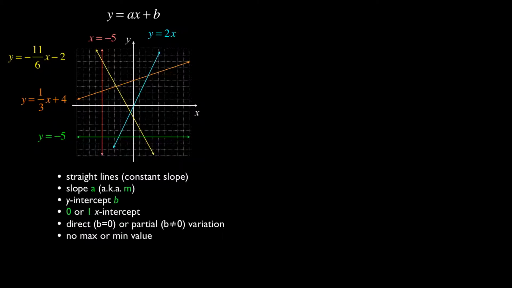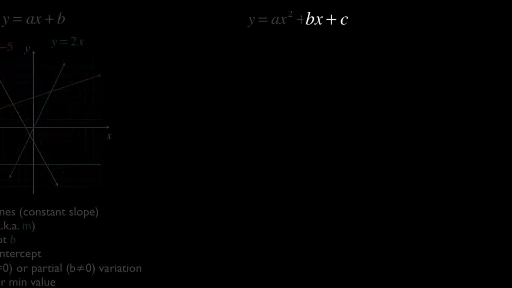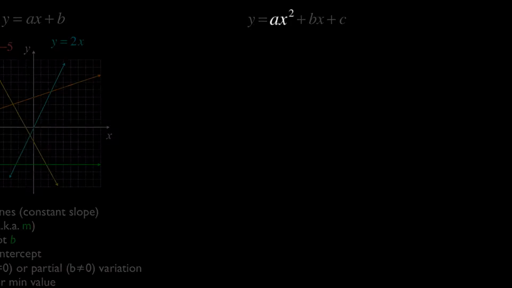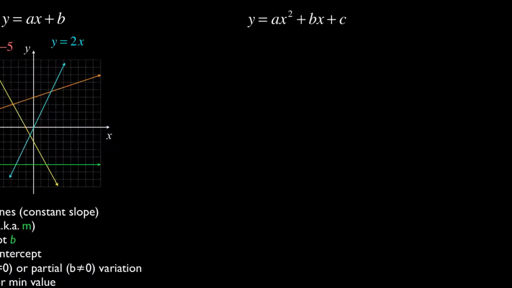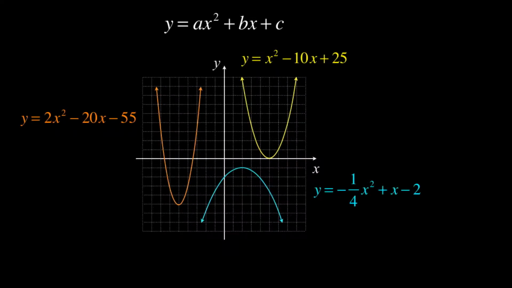Now, comparing that to a quadratic relation, the standard form is y equals ax squared plus bx plus c. If you look to the right, the bx plus c looks like ax plus b. It's a linear term. What we've added is an ax squared term, and that is what we refer to as a quadratic term. And that's what puts a bend in our graphs. So if we draw a few of them, y equals 2x squared minus 20x minus 55, y equals x squared minus 10x plus 25, y equals negative 1/4 x squared plus x minus 2. All of those are curved lines. They have a bend to them.